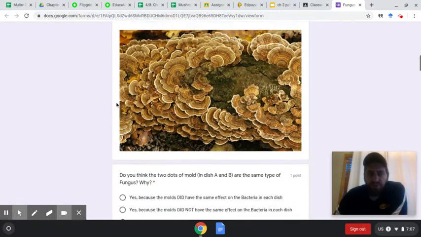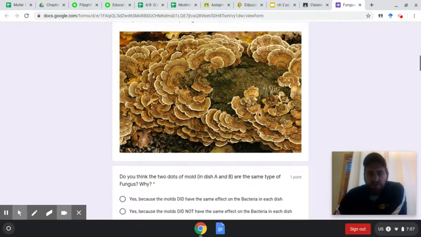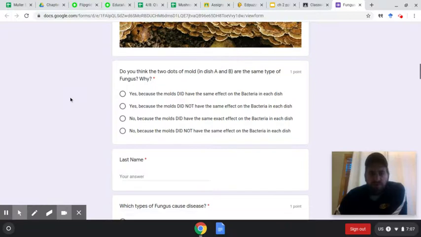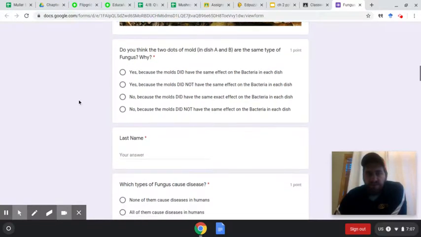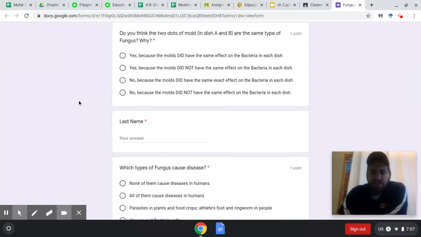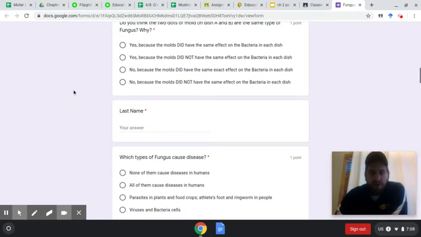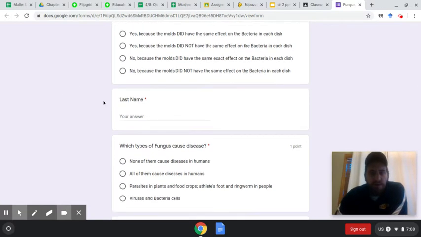Some turkey mushrooms decomposing an old tree trunk here. Do you think the two dots of mold are the same type of fungus? Hopefully you realize that they are not, because one of them killed a lot more bacteria than the other, so they probably are not.